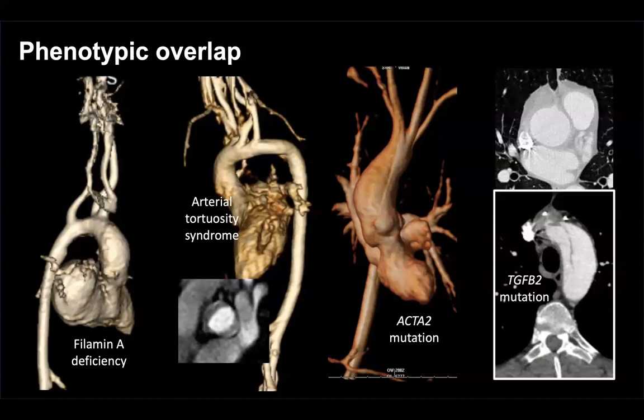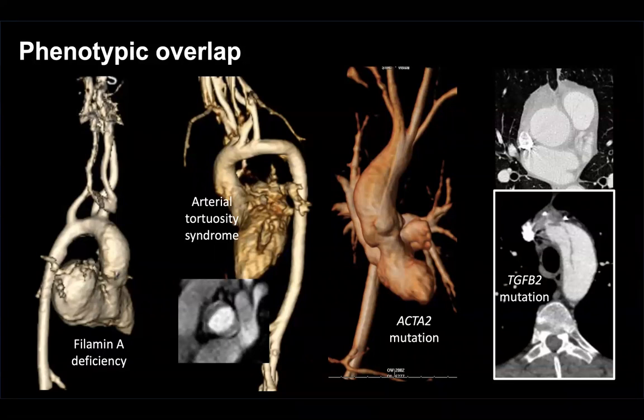So the challenge is that there's lots of phenotypic overlap. When you look at all these images, these are all aortic images from different patients in our clinical program. And they all have some degree of lengthening and dilation of their aortas. And how do we decide who is at risk of dissection? This first example is a woman with filamin A deficiency. We know this is a smooth muscle disorder that can cause ascending aortic dilation and dissection. The second is a patient that has arterial tortuosity syndrome. This can cause significant arterial aneurysms as well as stenoses, but to date has not been reported with aortic dissection.